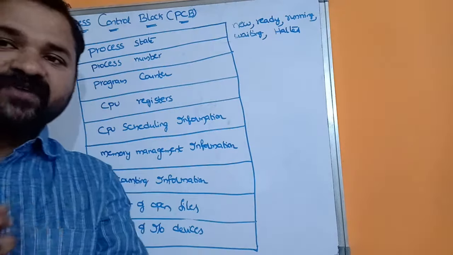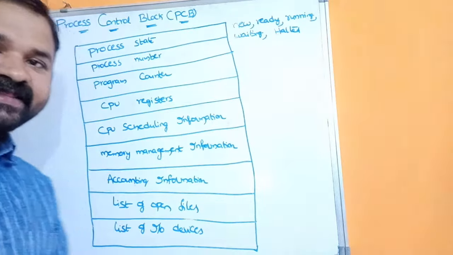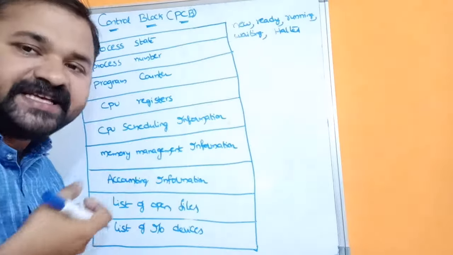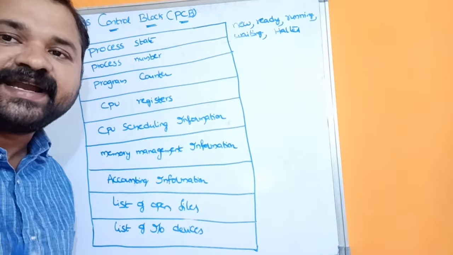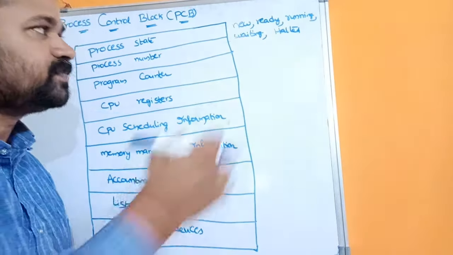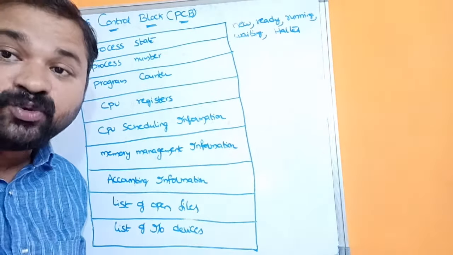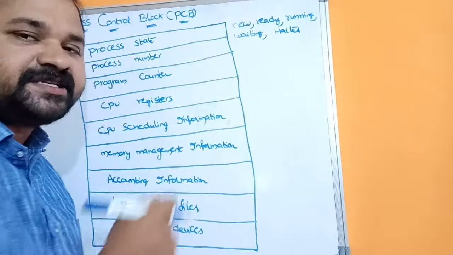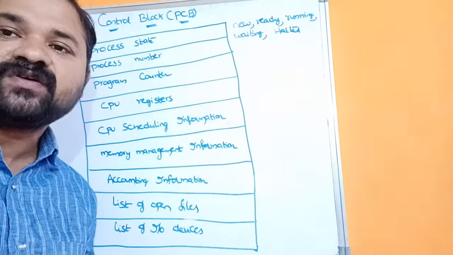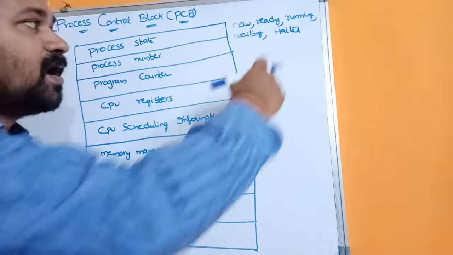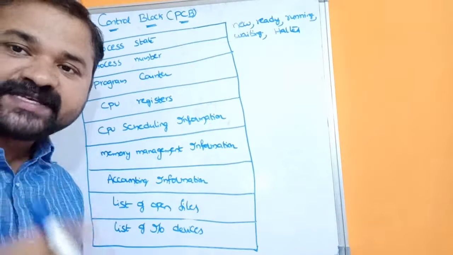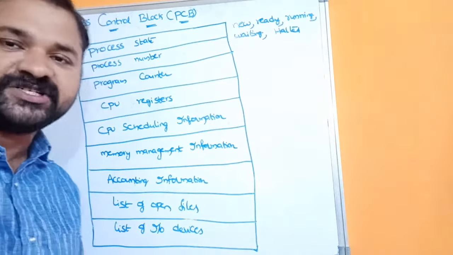New means whenever a process is created, then it is in new state. Ready state means the process is ready for execution by the CPU. Running state means the process is currently being executed by the CPU. Waiting means the process is waiting for some input-output operation. Halted state means the process has completed all its operations.